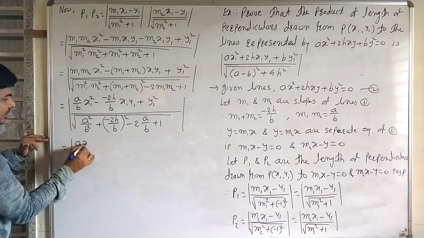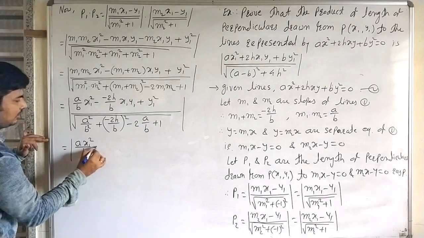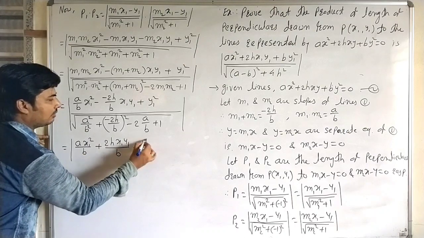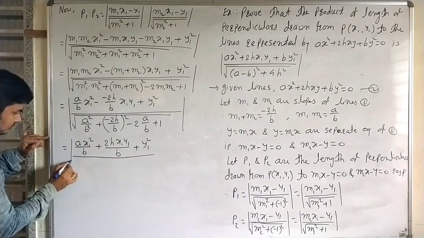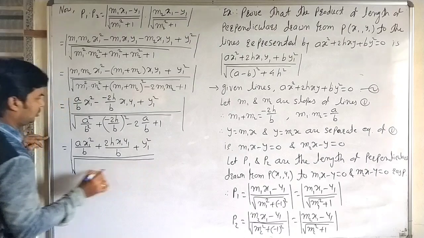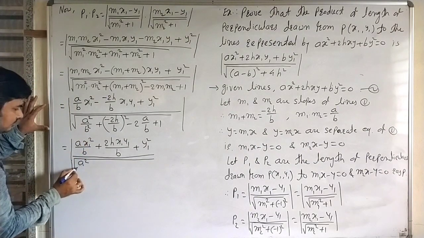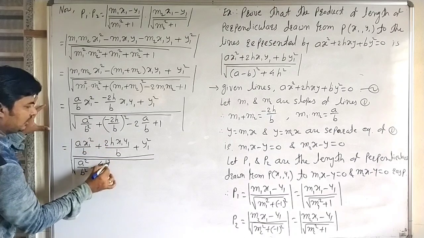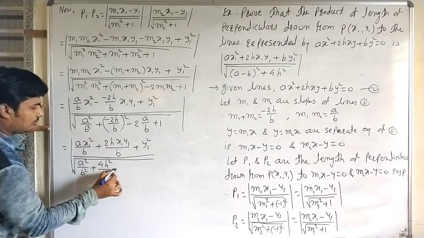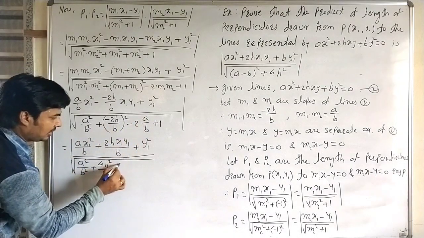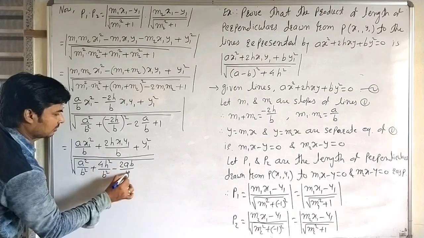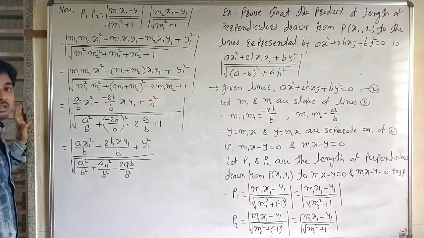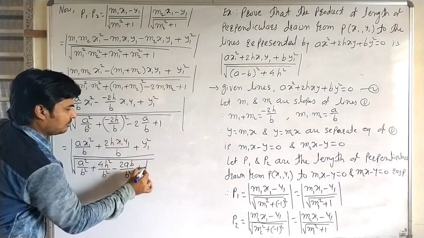It is a x1 square upon b, plus 2h x1 y1 upon b, plus y1 square, whole to the upon, here a square upon b square, it is plus 4h square upon b square, then minus here 2a upon b, this can be written as 2ab upon b square. Here denominator converted into the same denominator, because addition or subtraction will be easily done, again here plus b square by b square.